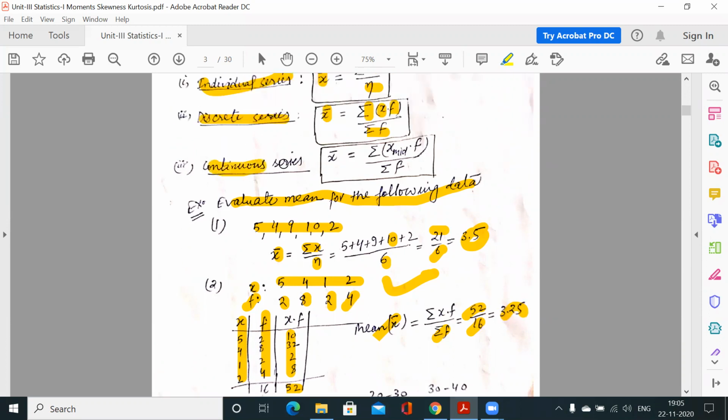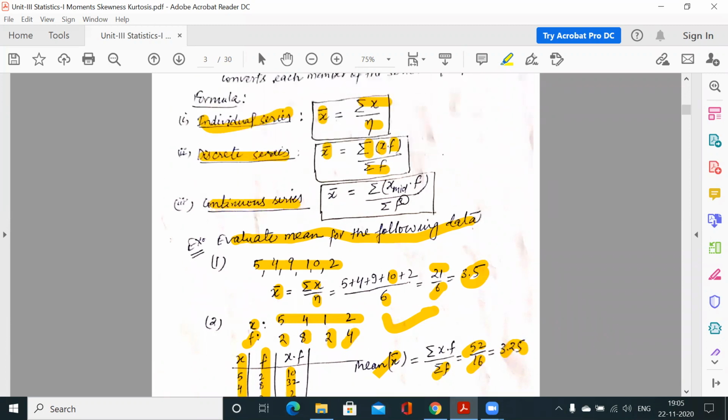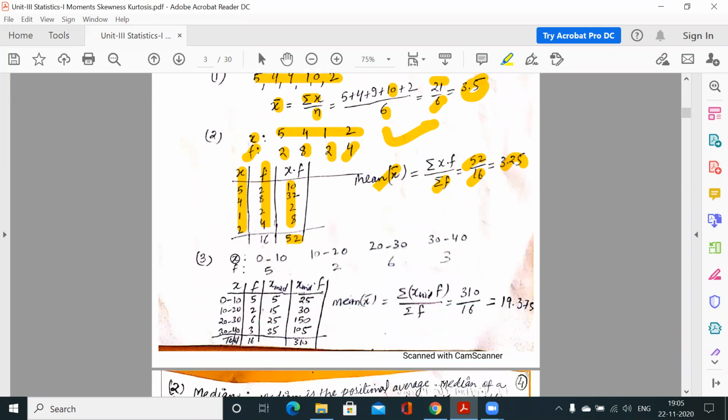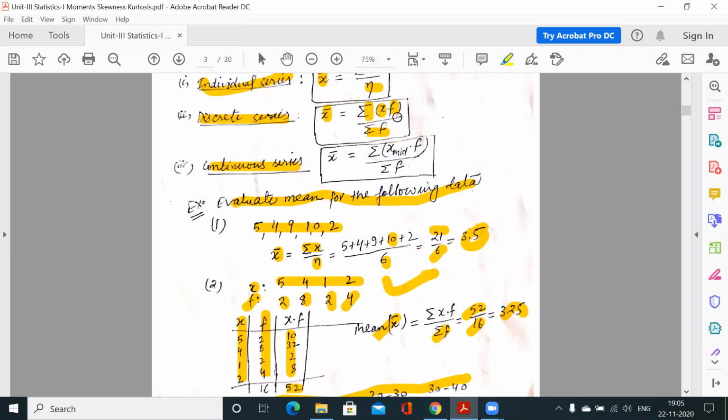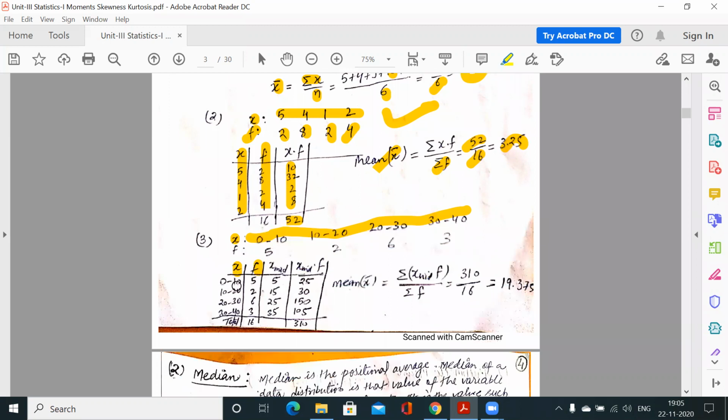Now for the continuous series, there is no difference in the formula from the discrete series except this x, because in continuous series we have interval points in the x series. So this is x, this is f. We cannot multiply a single value to the frequency because this is an interval. So 0 to 10, the frequency is 5. We don't know which number is coming 5 times.